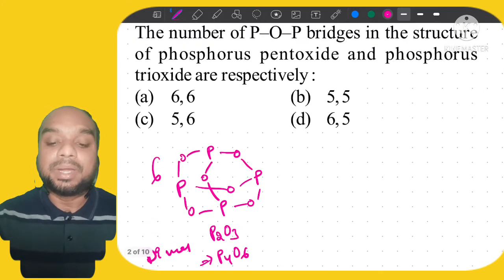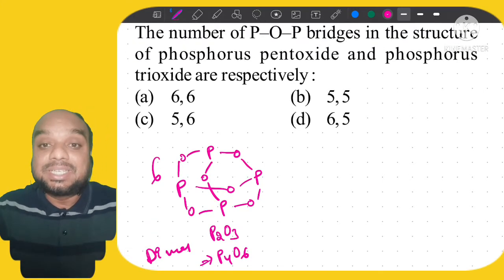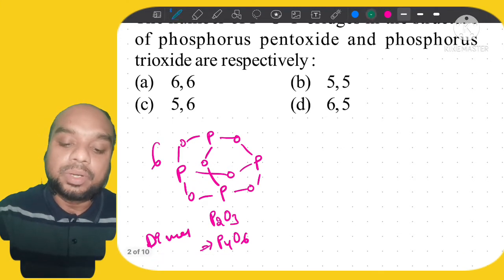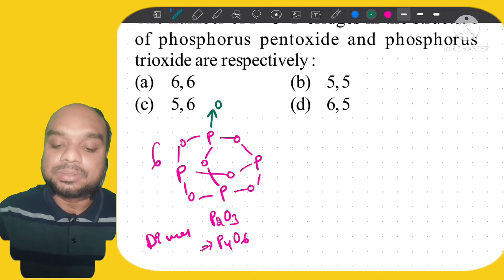Phosphorus pentoxide is an extension of this structure only. What we have to do is put 4 extra oxygen atoms like this.